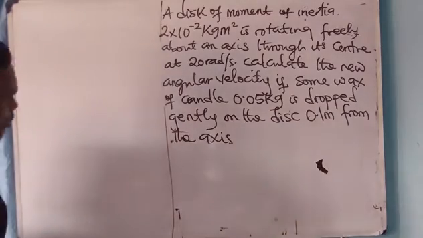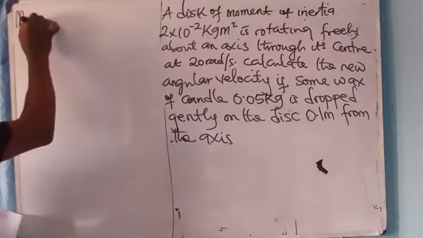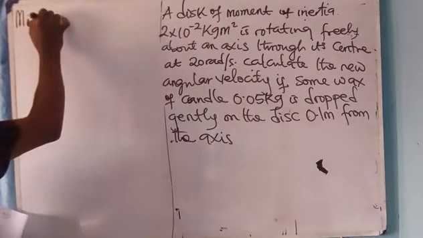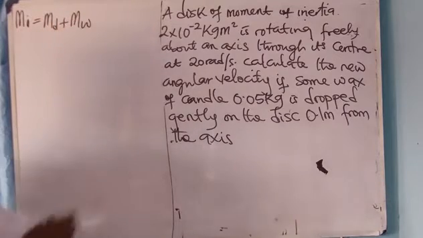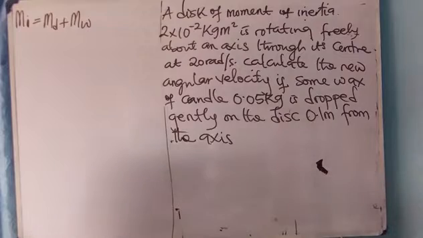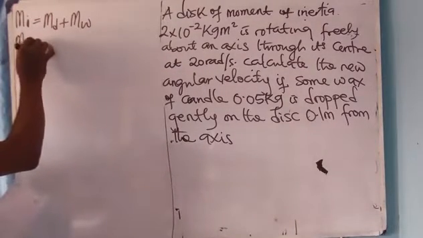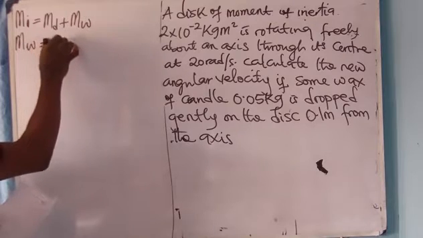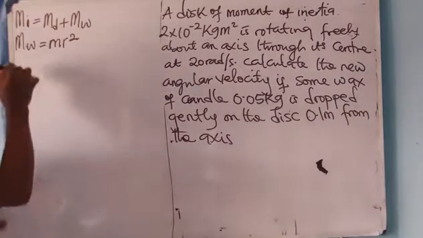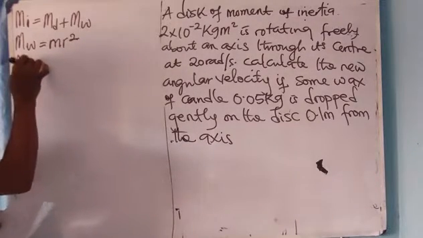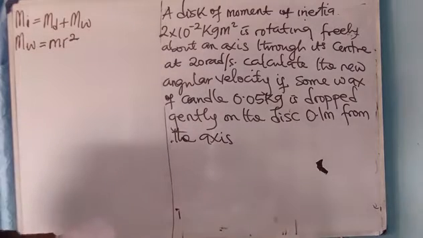All right, moments of inertia. Thus is moment of the disc plus moment of what? Wax. But I told us that moment of wax is equals what? M r squared. Now, moment of inertia is equals, okay, before I start solving, let me bring out my parameters.